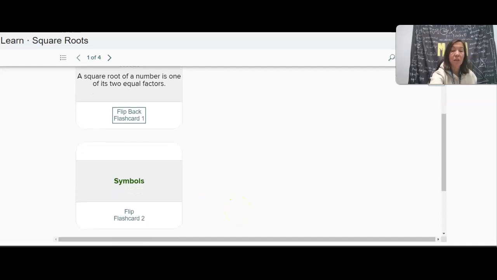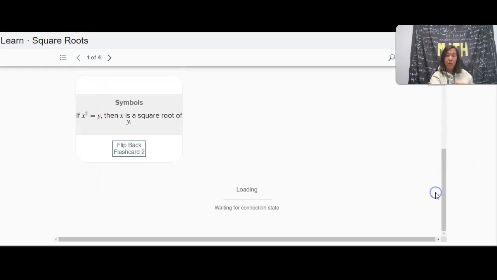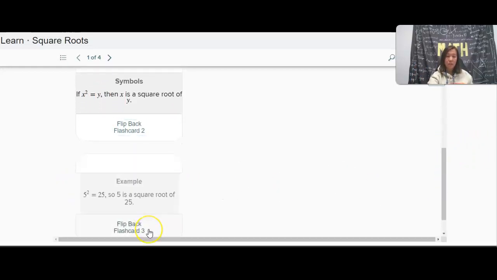So when you are multiplying a number by itself and you get another number, you take the square root of that number, you get one of the two equal factors. So in symbols, if x squared equals y, then x is the square root of y. And let's see here, here's an example. 5 squared equals 25, so 5 is the square root of 25.